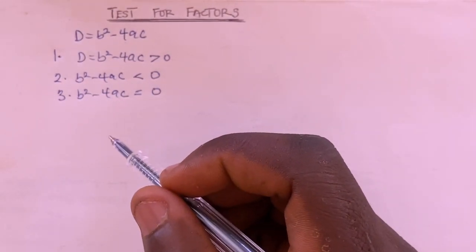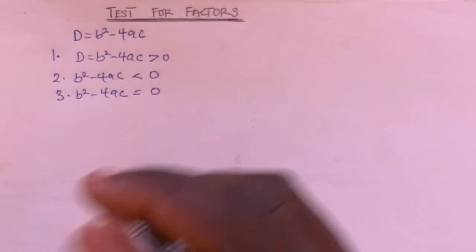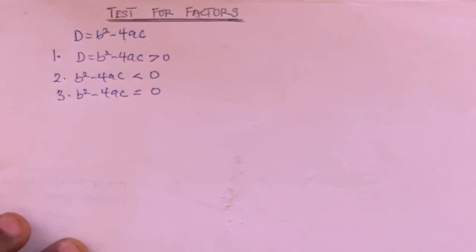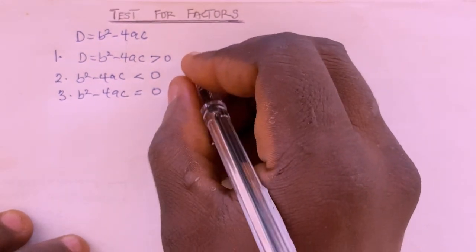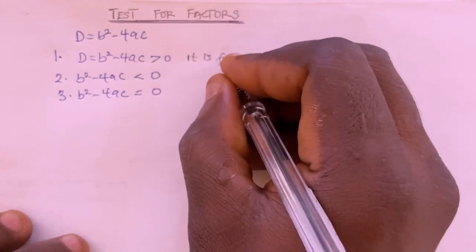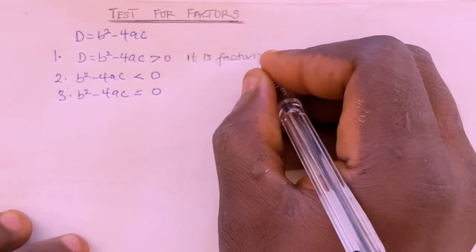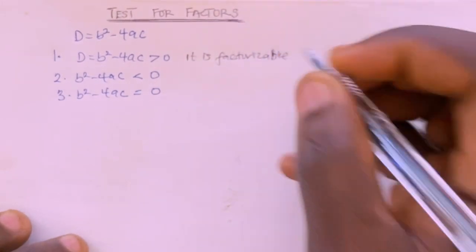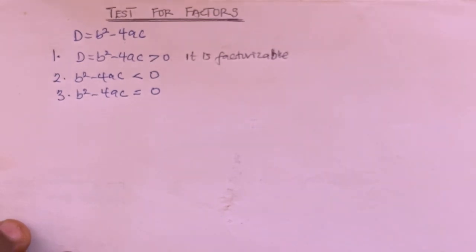Whenever b squared minus 4ac is greater than 0, the quadratic expression is factorizable into two linear factors. So it is factorizable, exactly. You can factorize it into two linear factors, and they will have two real roots.